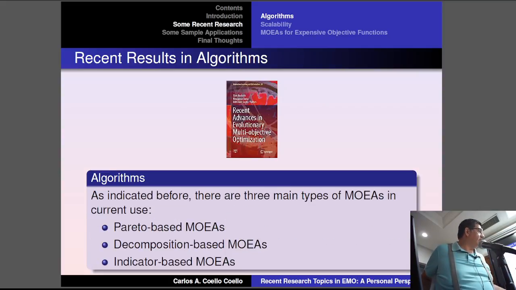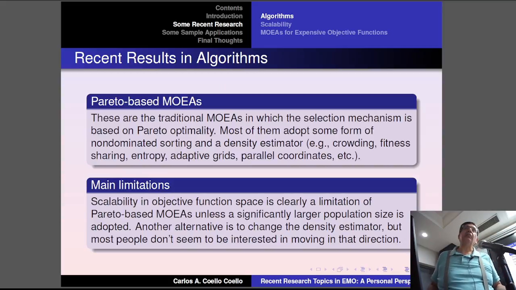So first, I will talk about algorithms, because I already introduced algorithms, and I will quickly describe the three paradigms and the three limitations of these paradigms. First, Pareto-based, this is the traditional paradigm. The algorithms developed in the 90s, they were all Pareto-based. The idea is selection is based on Pareto optimality, not on fitness. And we have another component called the density estimator. There are several mechanisms for this. Density estimator has the task of maintaining diversity.